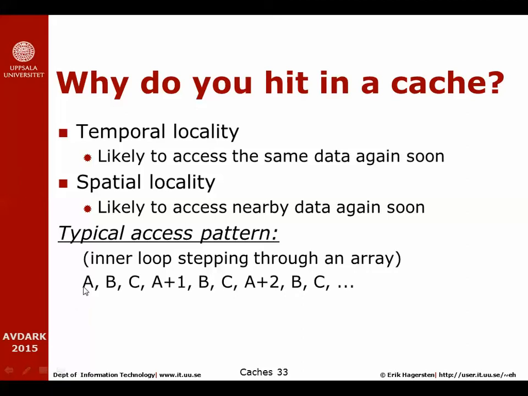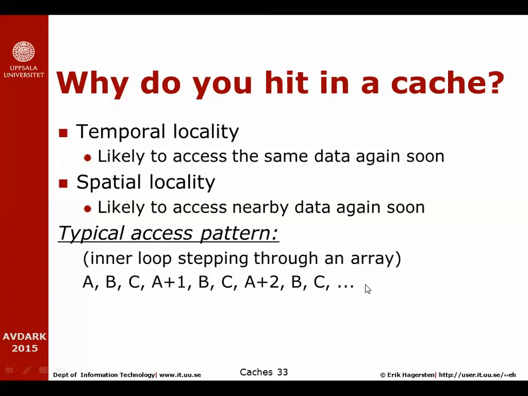So in an inner loop, you touch the addresses A, B, and C. Then you loop back and do a new iteration of the loop. And now you access A plus 1, probably because A points to a vector, and that vector is indexed by the loop counter I. B and C you access again because they're probably local variables of that loop that the compiler didn't manage to allocate to registers. And then you do A plus 2, B, C, and so on.